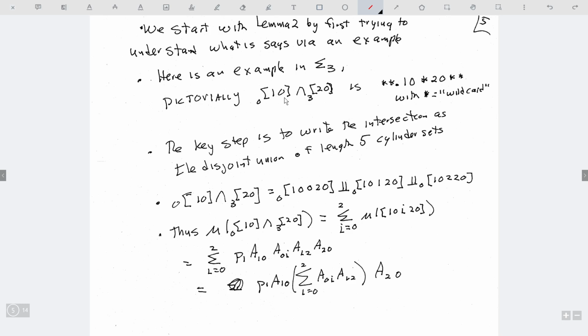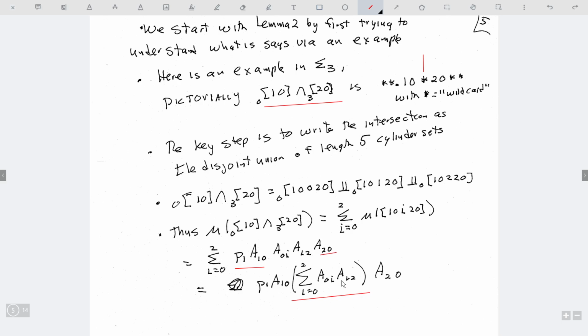Now the key idea to understanding how to compute the measure of such a thing is to write it as the disjoint union of, in this case, length 5 cylinder sets. That just corresponds to nailing down what happens here. So this intersection is equal to what we get when we put a 0 here, what we get when we put a 1 here, and what we get when we put a 2 there. That tells us that the measure of this intersection is equal to the sum of the measures, because it's a disjoint union. And for each one of these, we just use the formula for the Markov measure. So we get P1, A1 0, and then we go from 0 to i, from i to 2, then from 2 to 0. These terms occur in all the terms, so we bring them outside, and we're left with this here.